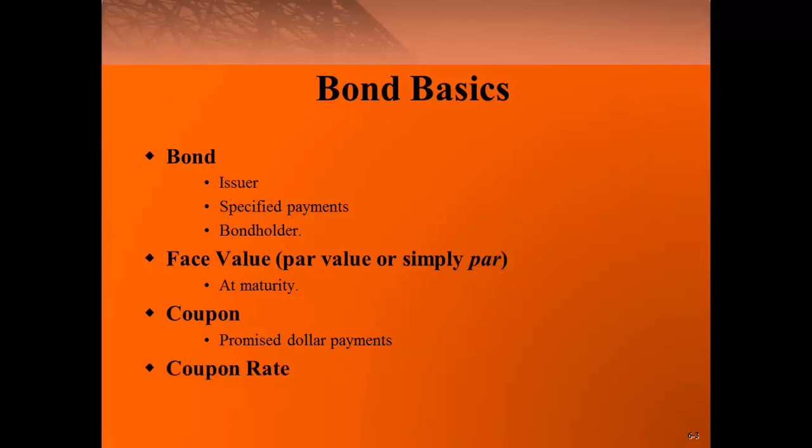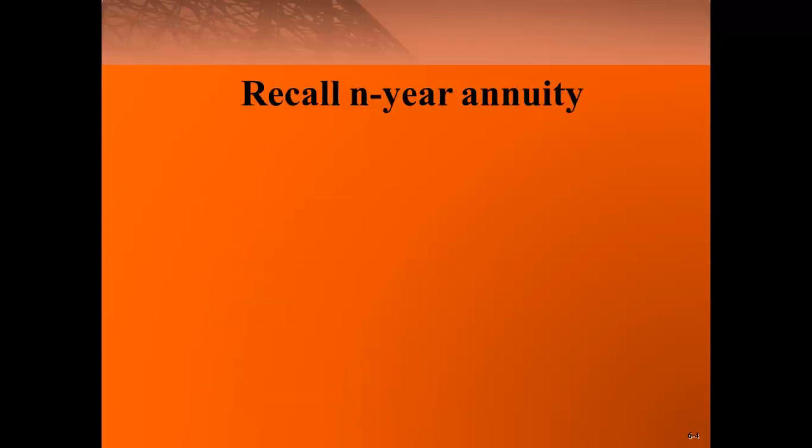The coupon rate is a percent of the face value that the issuer has promised. So when we said the 5% value was the coupon rate, or $5 per $100 were the promised payments made by the issuer. So the coupon payments are always a percent of the face value.